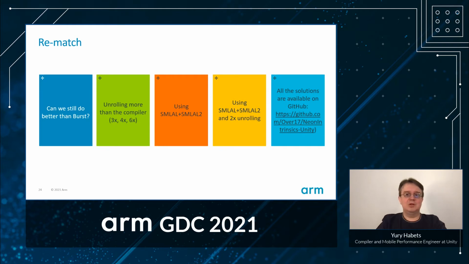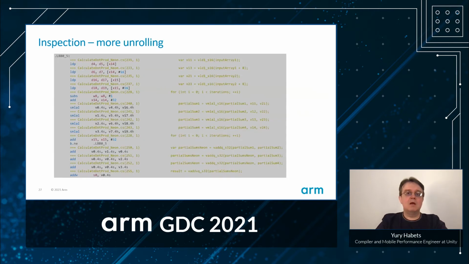All the code is available on GitHub. I'm not putting it here on the slides because it doesn't fit well onto a single slide. Instead, let's dive into the Burst inspector assembly. This is one of the variants with more unrolling. In this case, it's 4 wide. 3 wide and 6 wide variants are pretty much similar. What you can see here in the assembly are 4 loads and 4 calculation instructions, allowing you to process 16 elements in a single loop iteration.